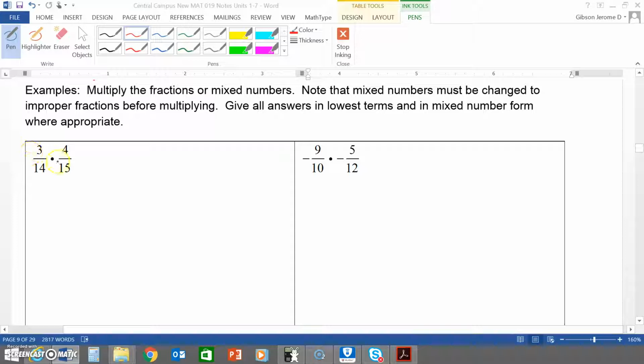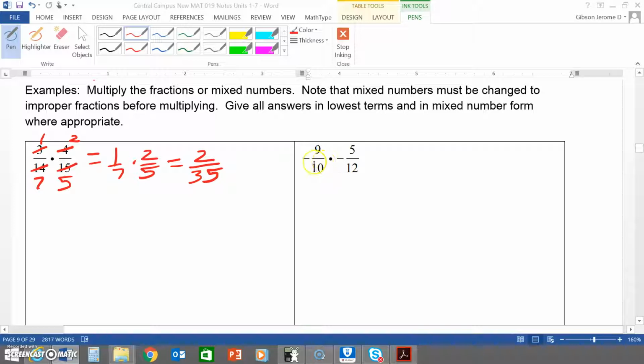Now let's do the simplifying. The cross simplifying, since it's all multiplication. 3 and 14 has nothing in common, but 3 and 15 does. They both have 3 in common. 3 goes into 3 once. 3 goes into 15 5 times. Now we try this 4. 4 and 5 has nothing in common, but 4 and 14 does. They both have 2 in common. 2 goes into 4 twice. 2 goes into 14 7 times. So our new fractions would be 1/7 times 2/5, which will give us 2 over 35 when we multiply straight across, and there's nothing more that can be done with this.